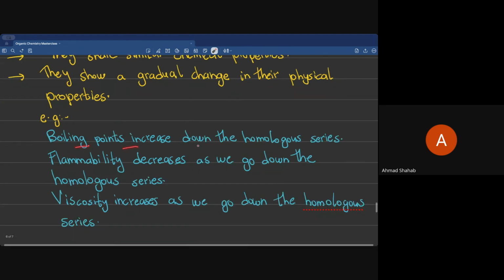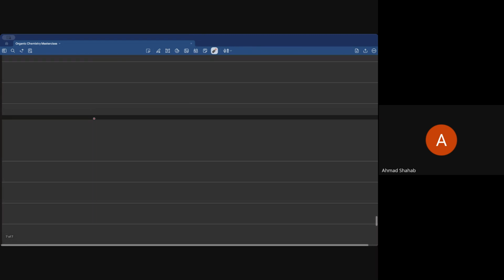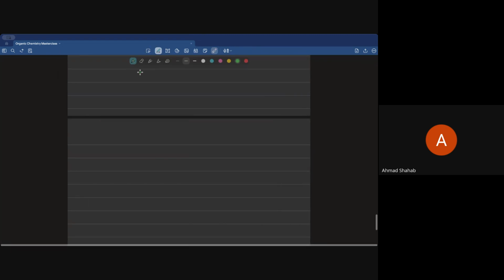For example, boiling points increase down the homologous series. Flammability decreases as we go down. Viscosity increases, and physical properties will change. The chemical properties will not. We discussed the reasoning for this in detail in the previous class. I won't go through that again. For that, I would recommend watching the videos. Any questions up till now? If you have any questions, let me know.